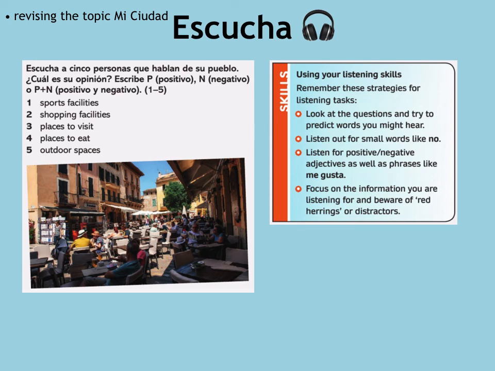Listen for positive and negative adjectives as well. Phrases like me gusta, obviously, and focus on the information that you're listening for. And beware of red herrings and distractors. Okay, good luck.